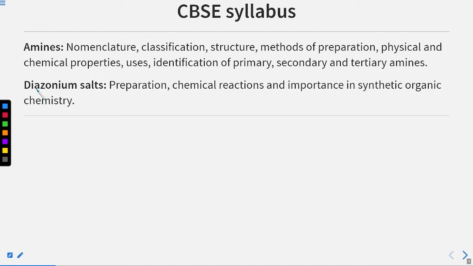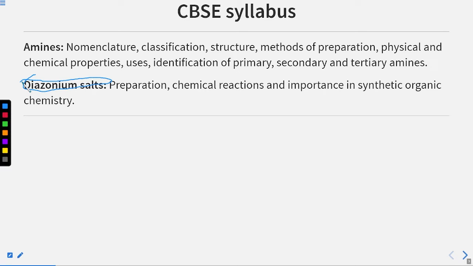We were introduced to this diazonium salt in the alkyl halide chapter, or I would say haloalkanes and haloarenes. There we saw that for the preparation of fluorobenzene, we used this diazonium salt because it was very difficult for any other process to do so. This diazonium salt can be used not only for halides, but for multiple functional groups. So you can introduce a variety of functional groups using this diazonium salt.